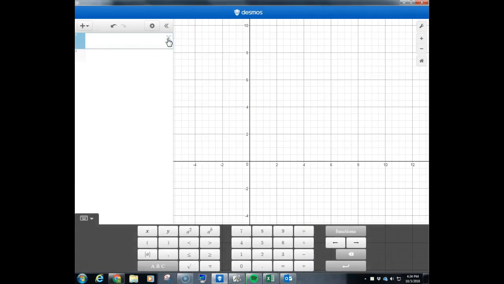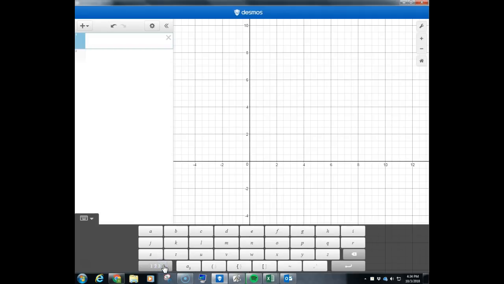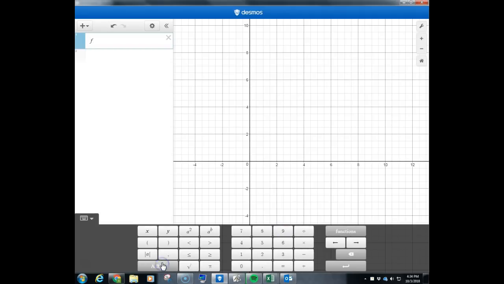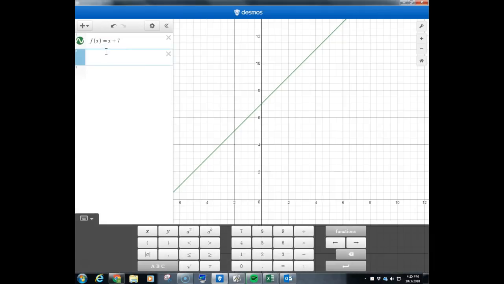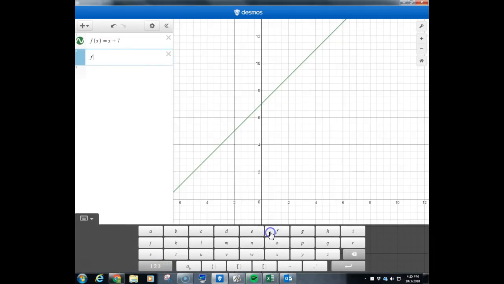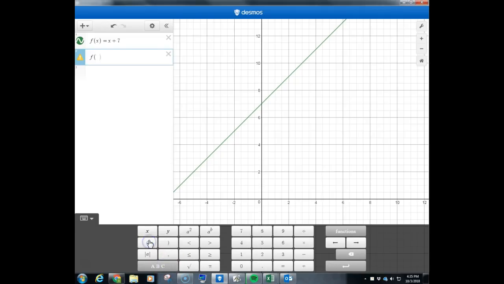Let me close this so I can write. Where's this f at? Right here: f of x equals x plus 7. So this is my line, and you can evaluate it on the next line. All you have to put is f, parentheses, 5, and here it gives you that it equals 12, right?